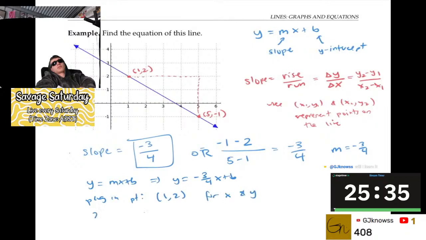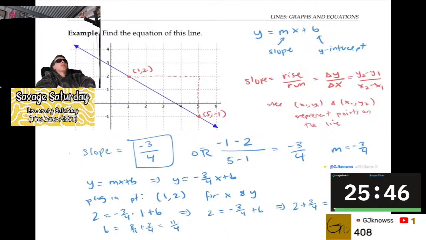I can plug in the point (1, 2) for my x and y. So that gives me 2 equals negative 3/4 times 1 plus b. Solving for b, that's 2 equals negative 3/4 plus b. So add 3/4 to both sides, that's 2 plus 3/4 equals b. So b is 8/4 plus 3/4, which is 11/4, which is actually just what I eyeballed it to be. So now I can write out my final equation for my line, y equals negative 3/4 x plus 11/4, by plugging in for m and b.